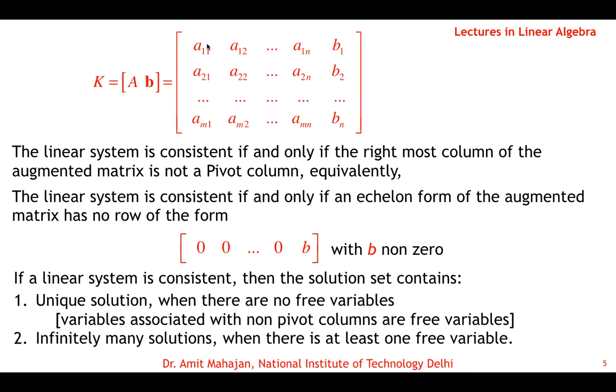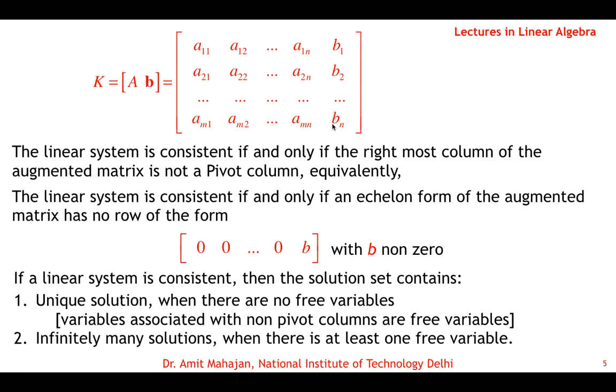Again, just to add, the first column, these elements a11, a21 and so on to am1, are the coefficients of x1 in the different equations. So this column is basically the coefficient column for x1, and the x1 variable is related to this column. Similarly, the second column is linked to the x2 variable, the third column is linked to the x3 variable, and so on. The nth column is linked to the xn variable. And this is the right hand side of the equation, so these are the bi's.